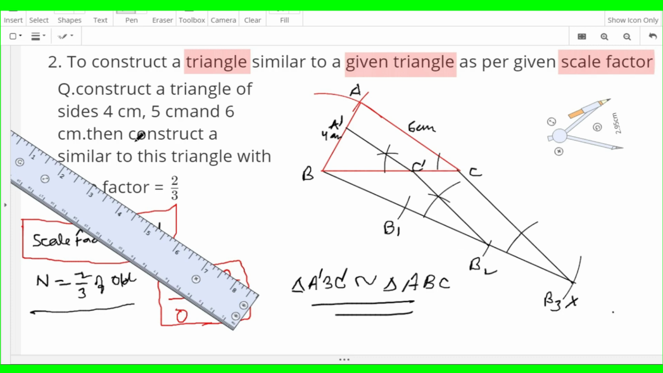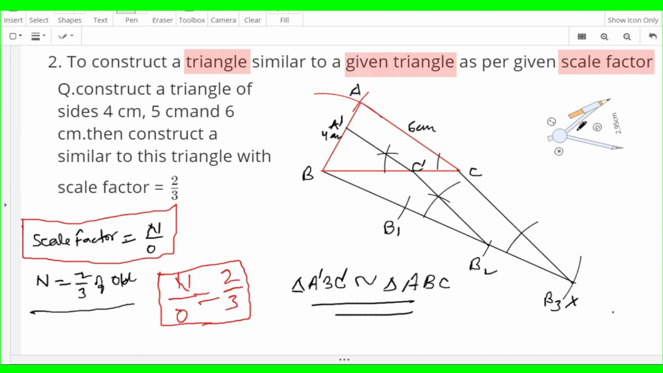After doing this, definitely we have to keep our geometry box back in the box. So this is the construction of a triangle similar to a given triangle with the scale factor.